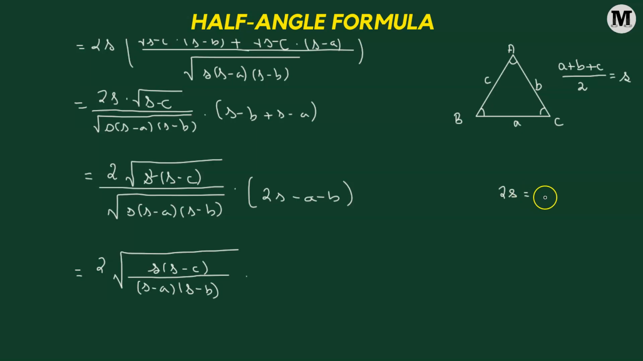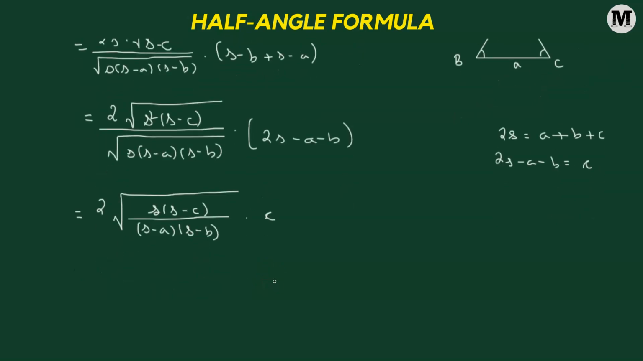So 2s is given by a plus b plus c. Now if we subtract a and b from both sides, that will be equal to c. That means 2s minus a minus b is equal to c. So here we have c multiplied to it. Now we get 2 times c.